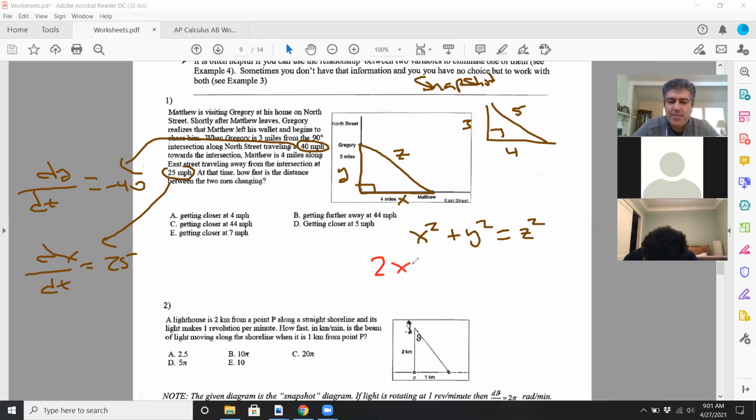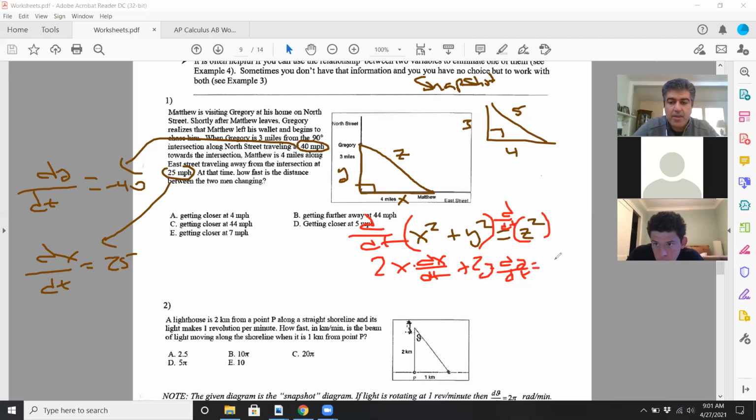You do 2x times dx/dt plus 2y times dy/dt. So it's implicit differentiation. This is an application of implicit differentiation because we're taking the derivative of both sides with respect to t, and none of our variables have t in them. So you got to put that dx/dt, dy/dt, and a dz/dt. So 2z times dz/dt.